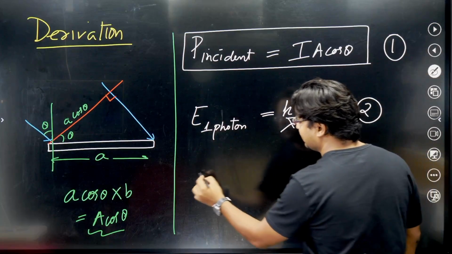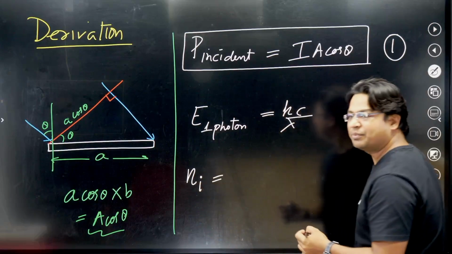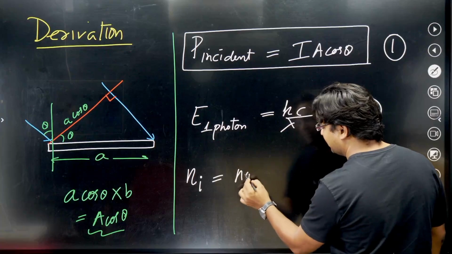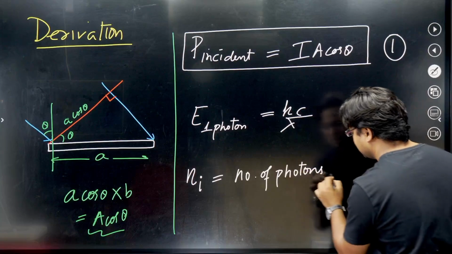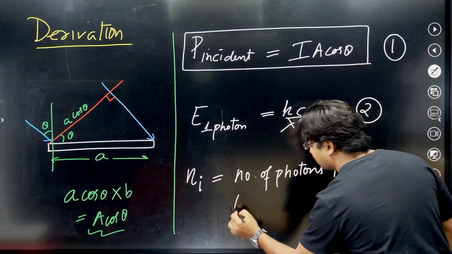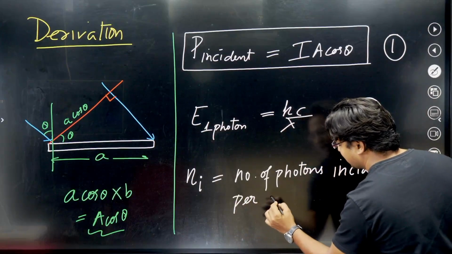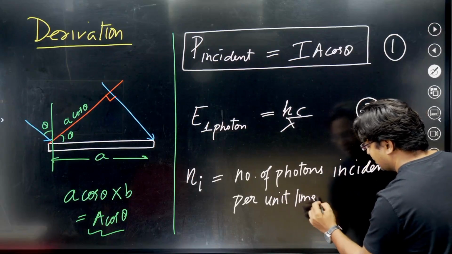Now if I write small n_i, I want to represent this as the number of photons incident per second on the plate. Incident per second, or you can say per unit time. Number of photons incident per unit time on the plate.